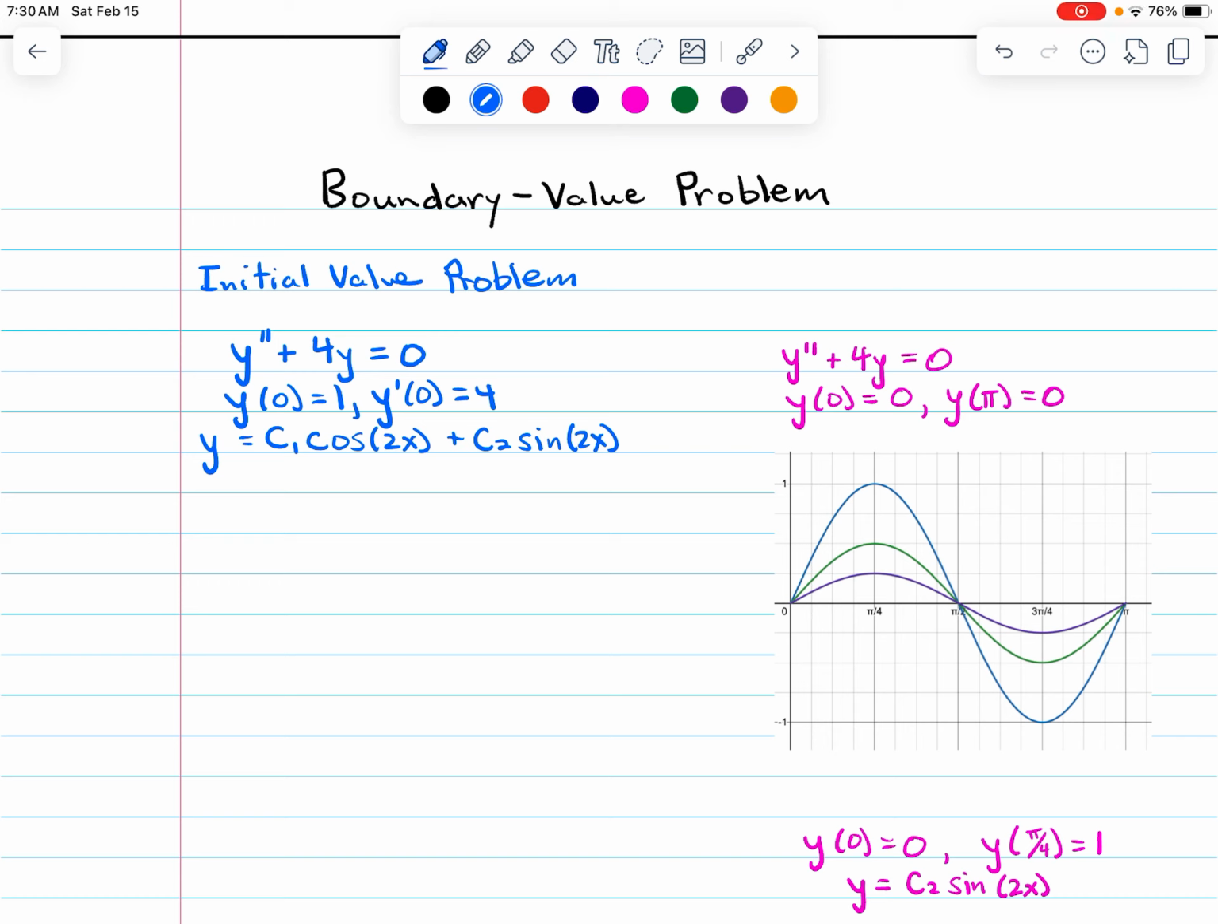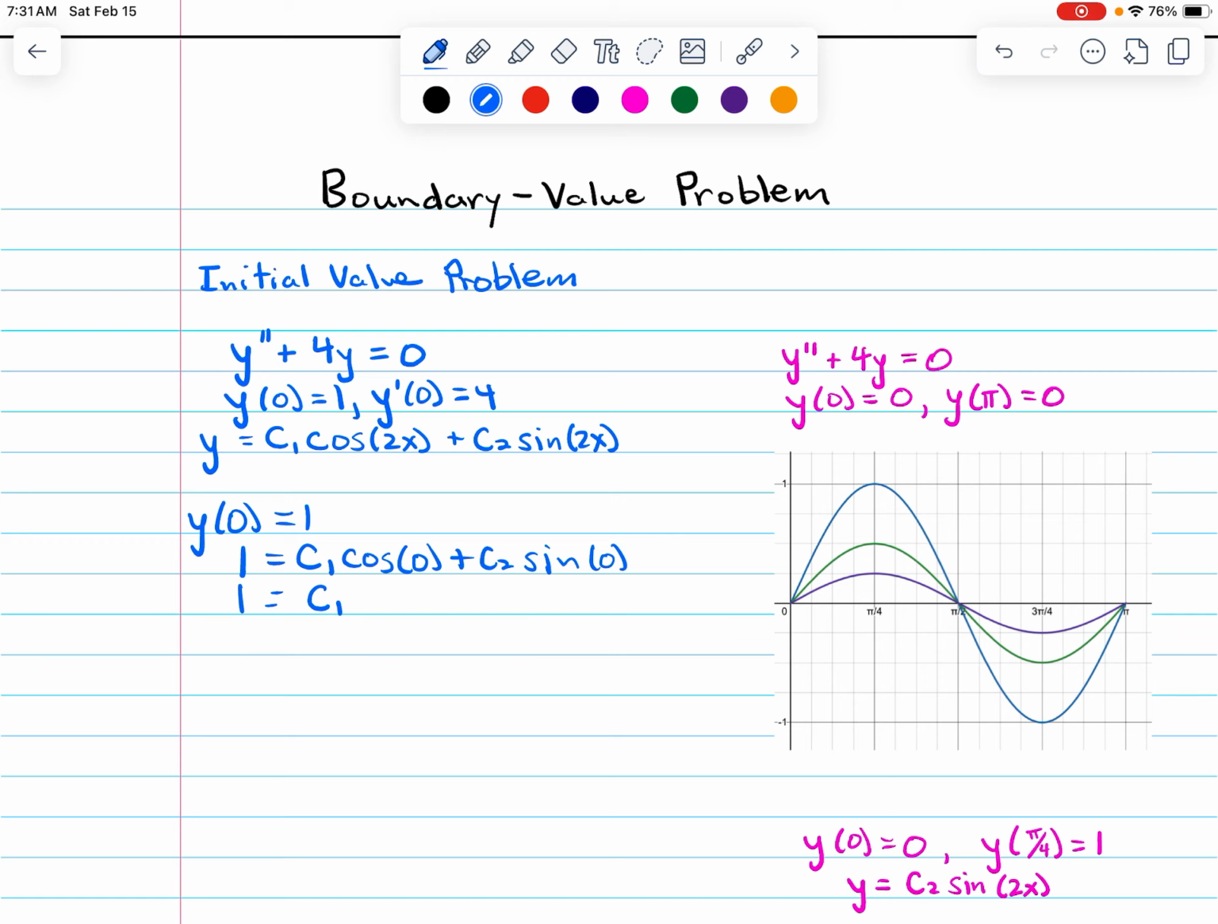Now, first of all, it says y of 0 is equal to 1. Let's see what that gives us. We get 1 equals C1 cosine 0 plus C2 sine 0. Okay? Now, when we do that, of course, this over here is 0, but we get C1 is equal to 1. So C1 is equal to 1.